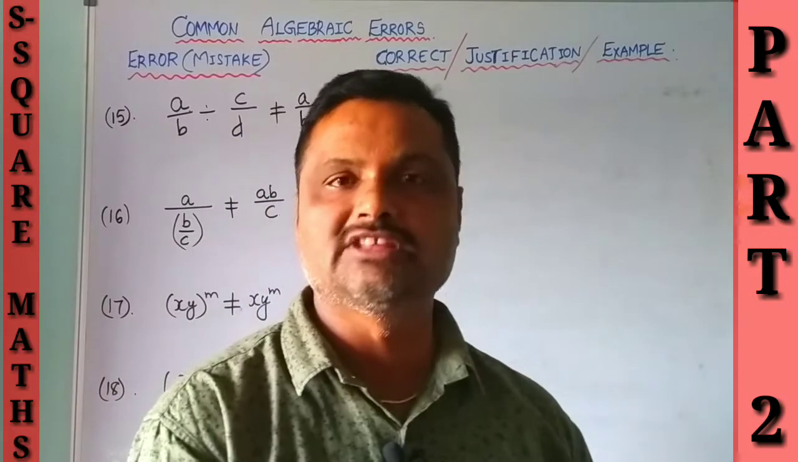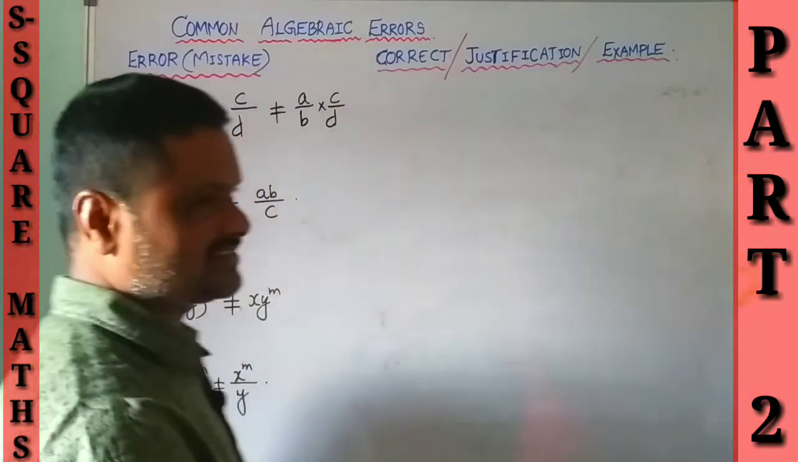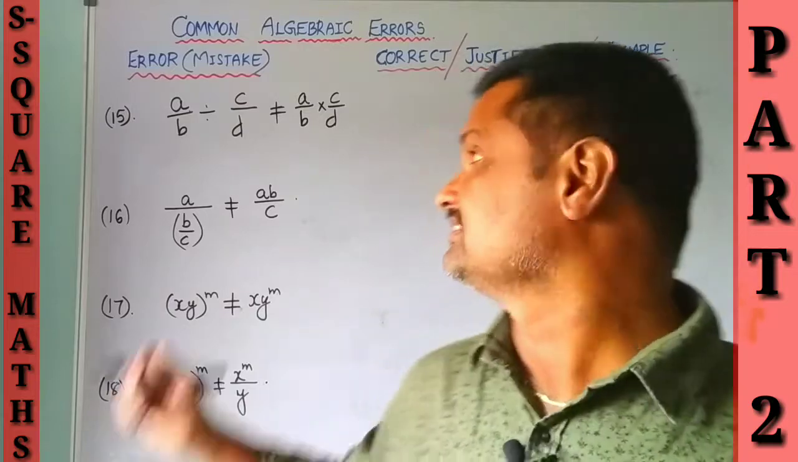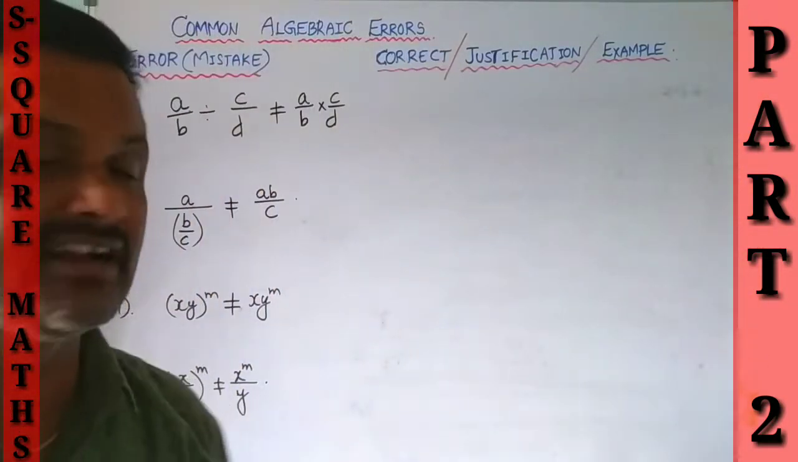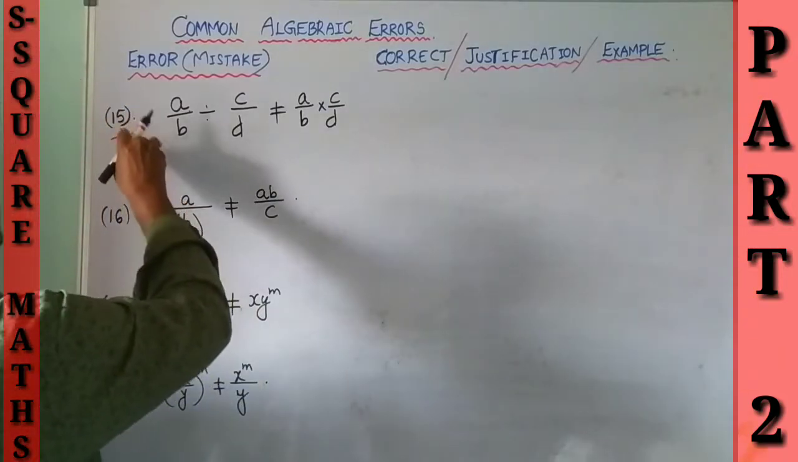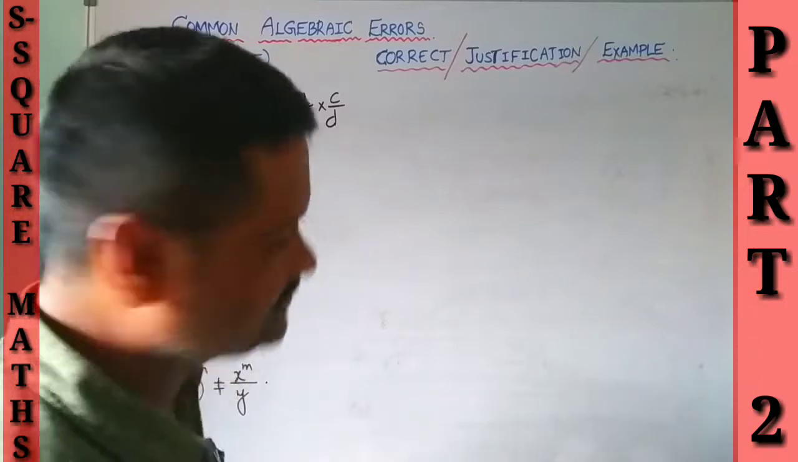Now let us go through these parts. A by B divided by C by D is not equal to A by B into C by D. Again, this is a mistake committed by the students most regularly. So what is the correct one? Let us go through it now.